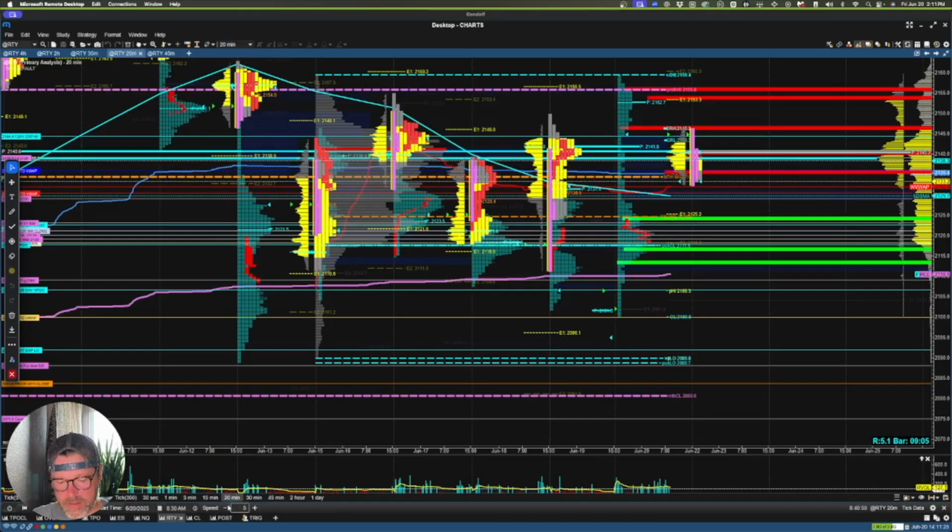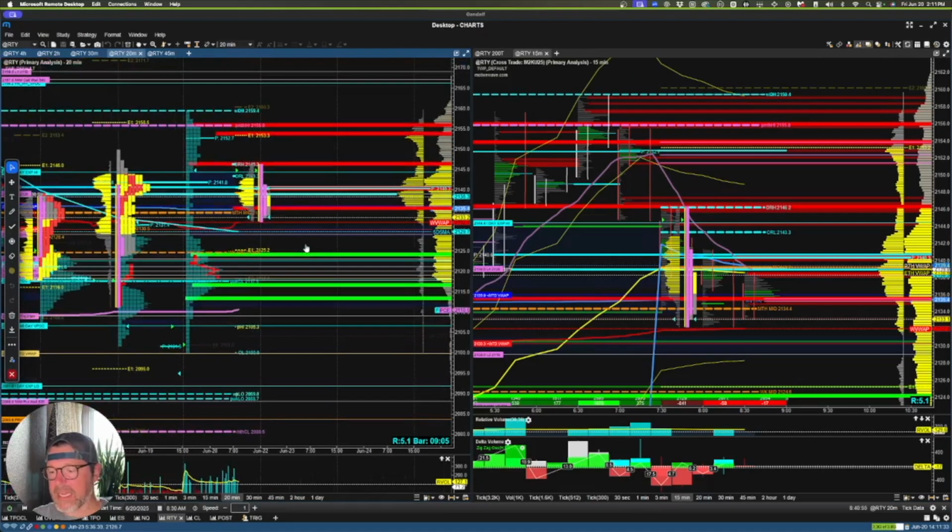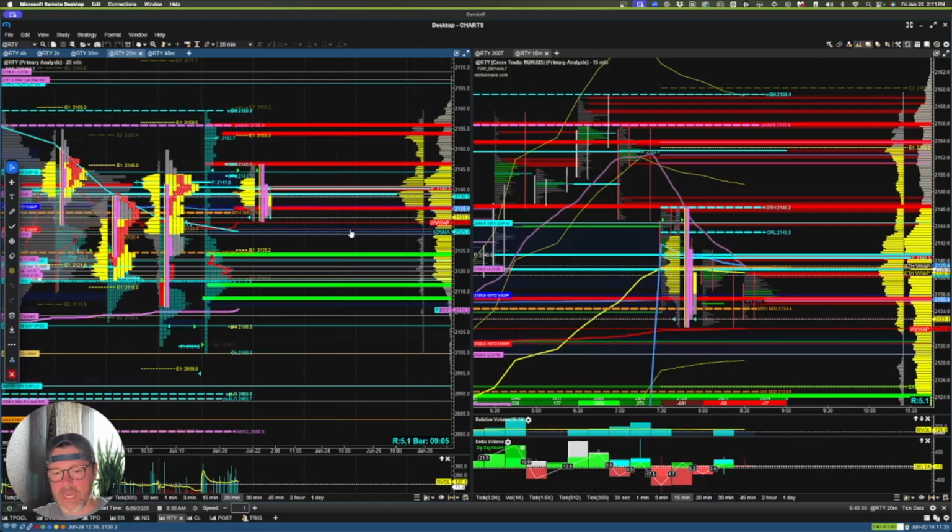Okay, so looks like we're getting some more selling imbalance in here. So let's go down to 1x. And now, I keep this time frame in view all the time just to keep me grounded.